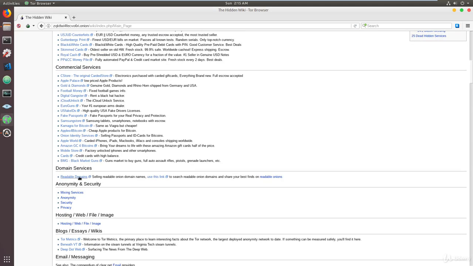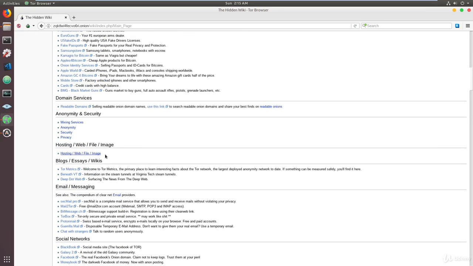As for the domain services, you have some fantastic domain name searches you can perform here, where you can buy domain names, or the ones that you feel are appropriate for your site, if you choose to create and host a deep website. As for the anonymity and security, you have it sorted out into mixing services, anonymity, security, privacy, so you can go ahead and look at that.